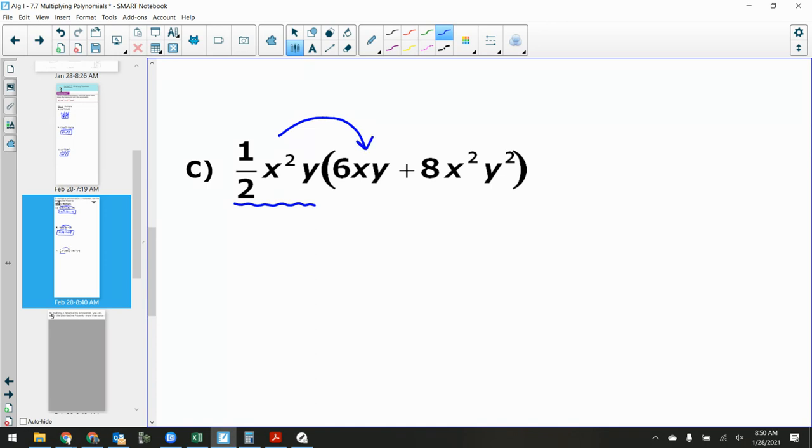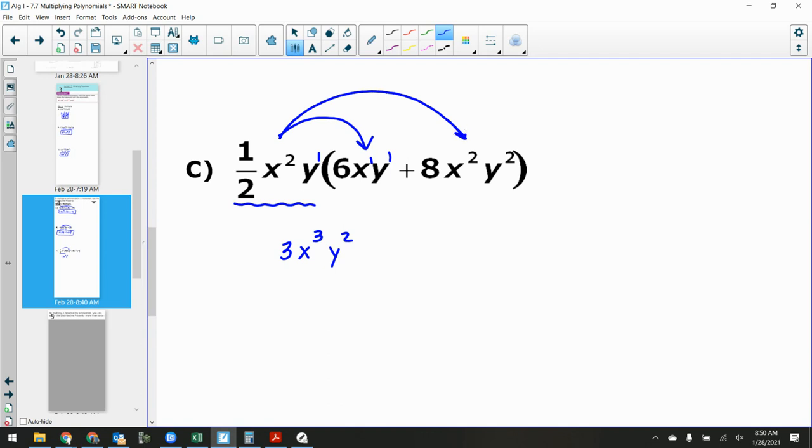1/2 x squared y times 6xy. Well, 1/2 times 6 is 3. X squared times x to the first is x to the third. And then y to the first and y to the first makes y squared. See, if you take it piece by piece, it's not too bad. You just have to go slow, take it bit by bit.